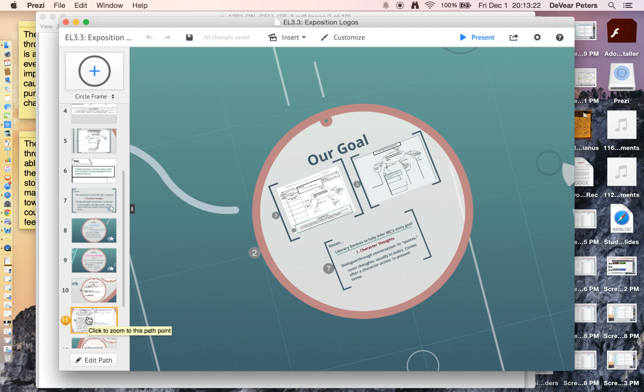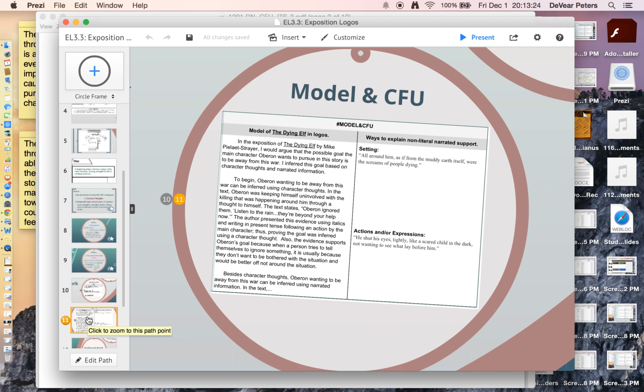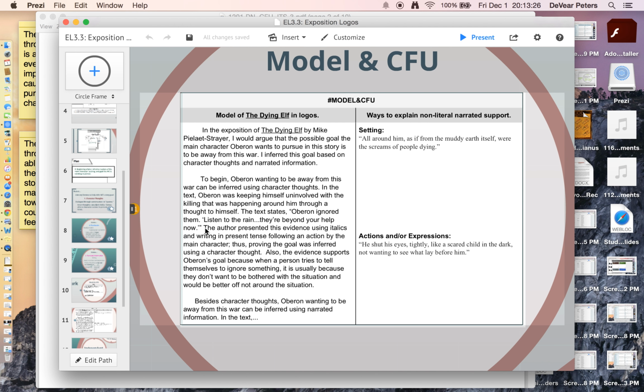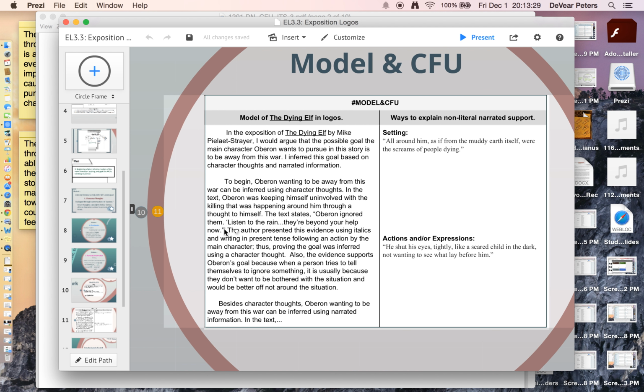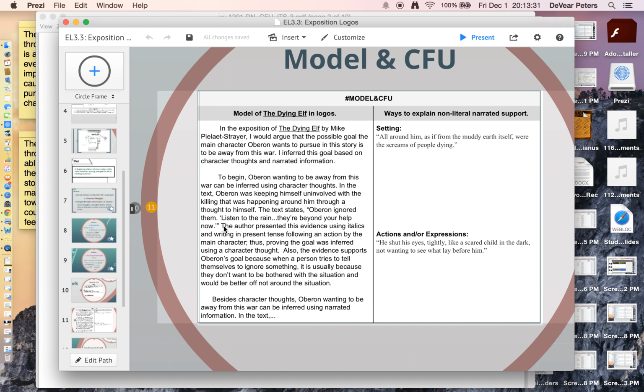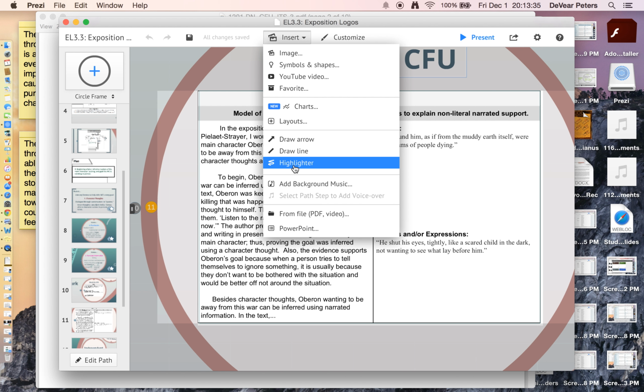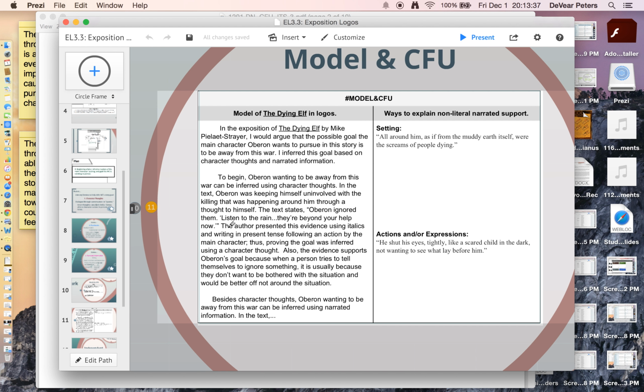So when we look through it, we realize that right here in this particular sentence, we have the author presenting this evidence. I'm going to go ahead and highlight this. The author presented the evidence using italics and writing in present tense following an action by the main character, thus proving the goal was inferred using character thought.